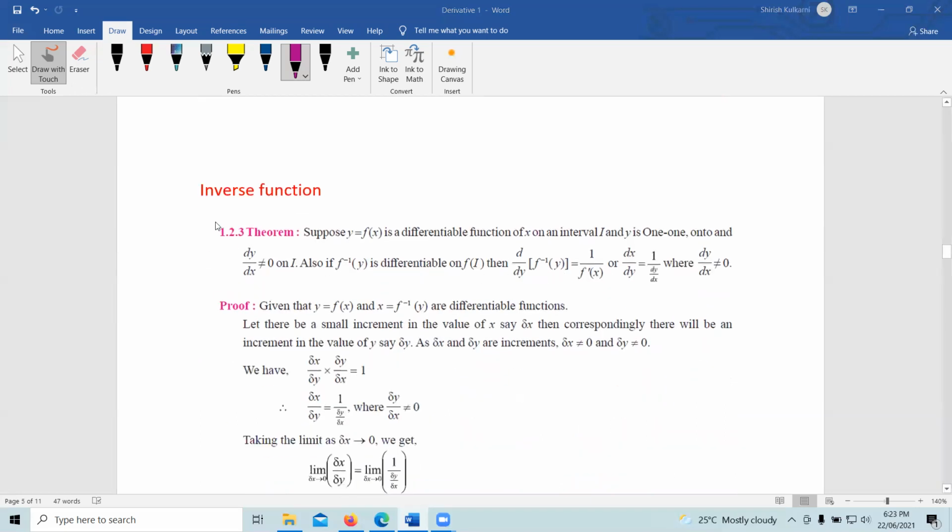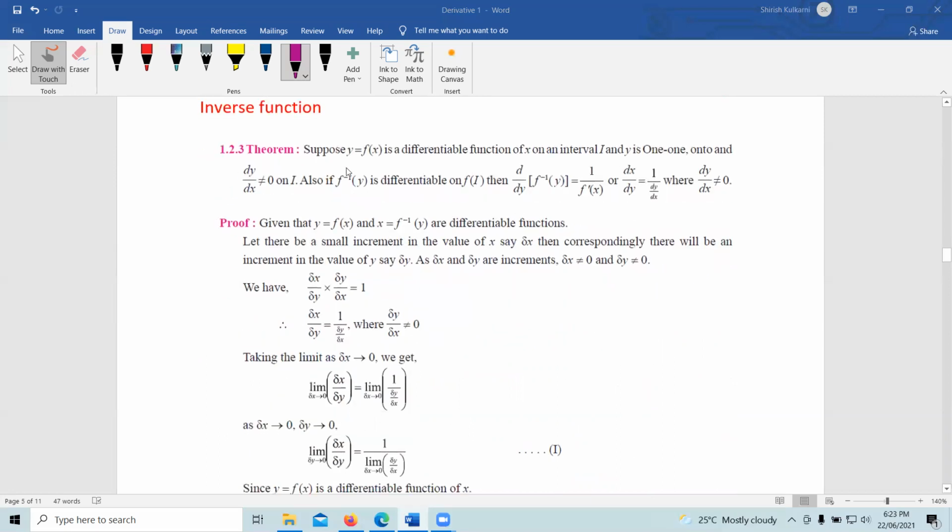इनवर्स फंक्शन का थ्योरम देखते हैं. Then a theorem: y is equal to f of x is a differentiable function of x on an interval I and y is one-one onto, and dy by dx is not equal to 0 on the interval I. Also f inverse of y is differentiable on f of I. Then d by dy of f inverse of y is equal to 1 upon f inverse of x, or dx by dy is equal to 1 upon dy by dx, where dy by dx is not equal to 0.